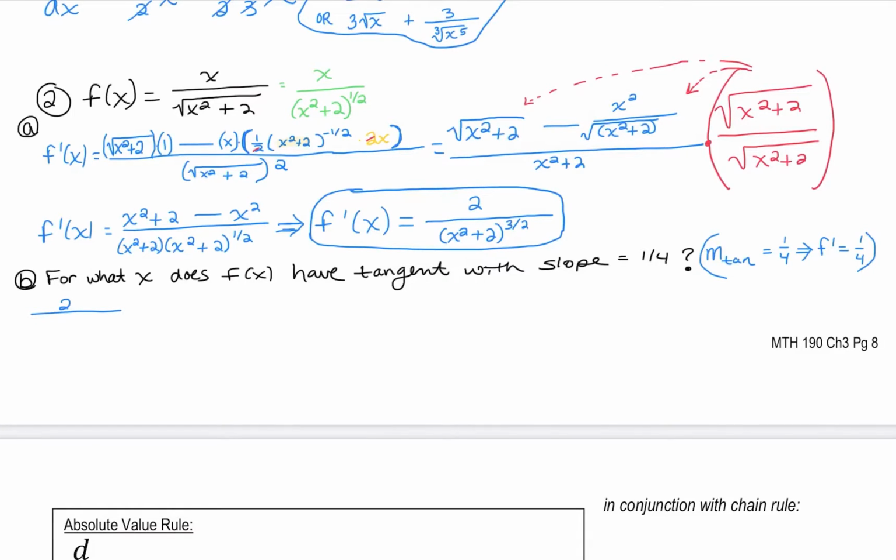So if I was looking at my derivative, which is 2 over, and it's up to you, if you like the 3/2 and working with the rational exponents, that's fine. Sometimes it might be useful; sometimes people prefer to look at those in their radical form. So let's say the square root of x squared plus 2 with that quantity cubed on the outside. If I put it on the inside, I definitely need parentheses around the x squared plus 2. But I'm looking for where that's going to be 1/4.